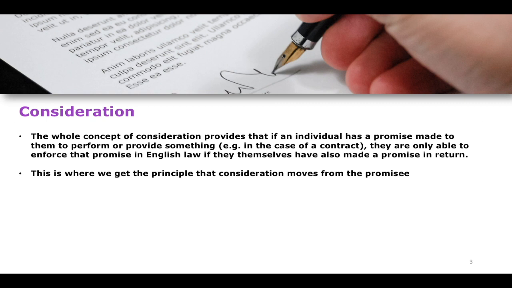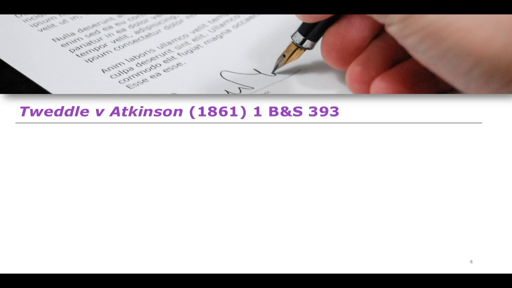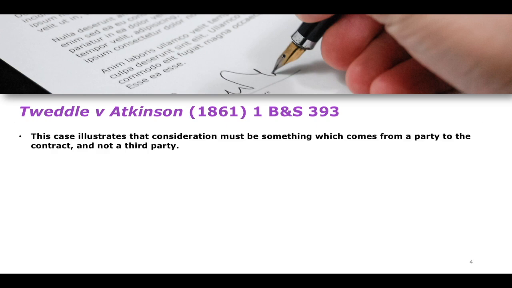This is really where we get the general principle that consideration moves from the promisee. What does this mean? Well, according to the case of Tweddle v Atkinson from 1861, we can understand the way in which consideration is illustrated. It must be something which comes from a party to the contract, and it can't come from a third party. So it must come from the person who is making the promise. It has to be, I promise you this thing in return for something else.